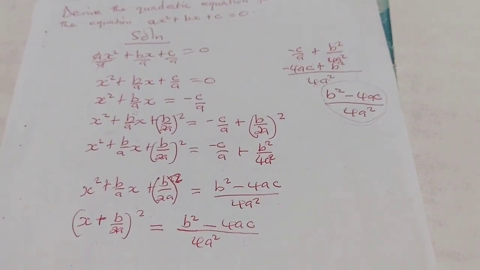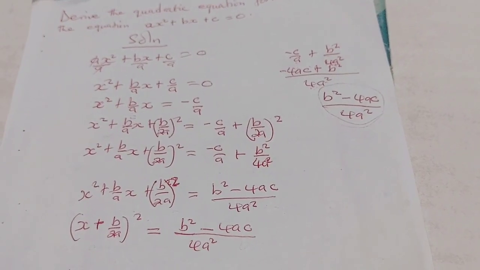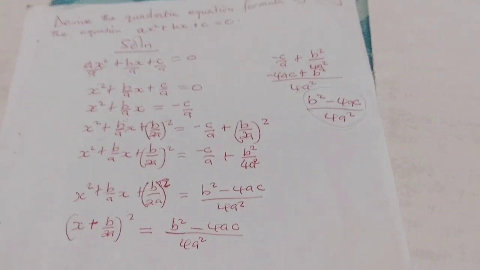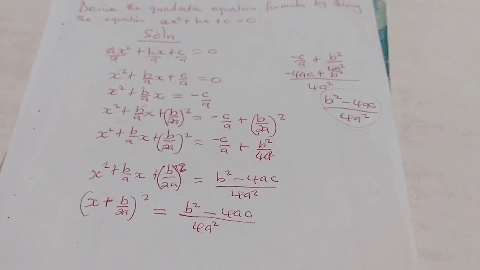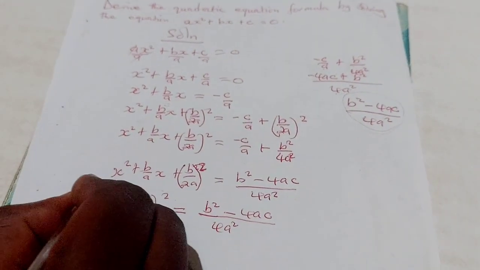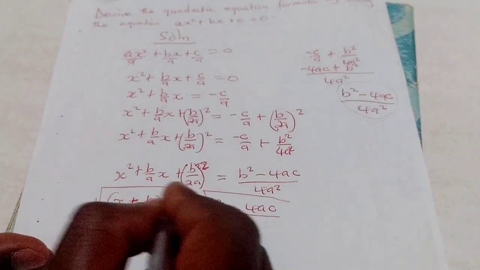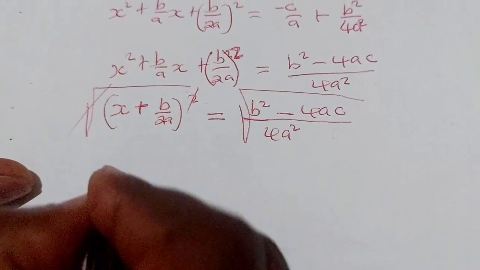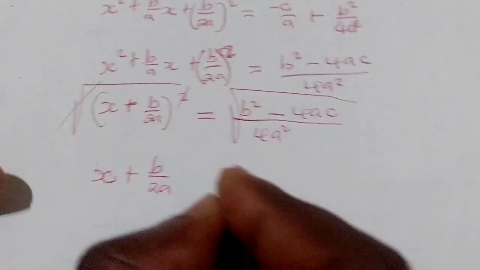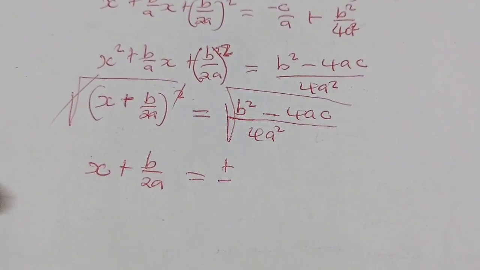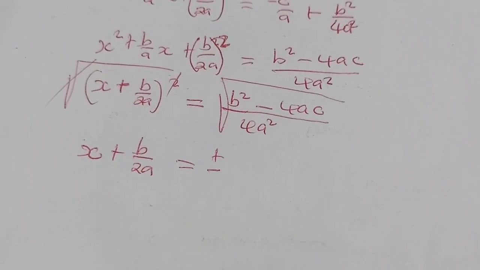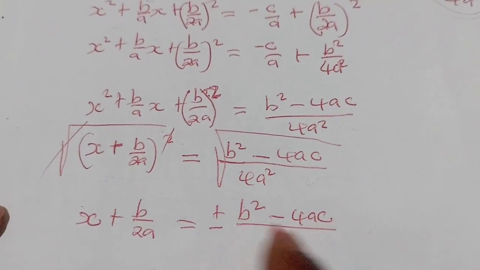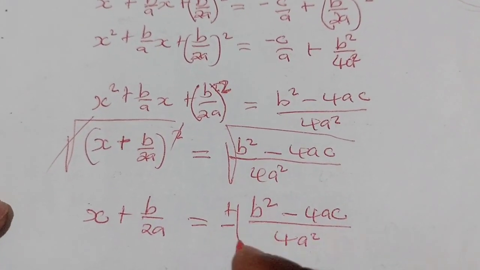The next part now is, since we want to solve, that means we want to get the value of the variable. The variable which we are solving for here is x. So we are going to take roots. We are going to take the root sign both sides for us to get rid of this square. So we're going to say square root and square root as well. So we're going to cancel this and this. Then it is going to be x plus b over 2a equals plus or minus, since this root sign carries both signs, the square root of b squared minus 4ac over 4a squared. It is going to look like that.